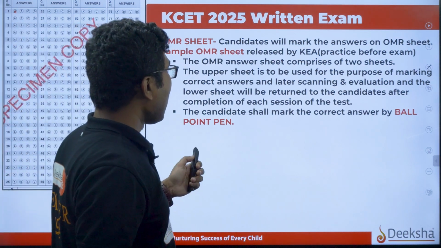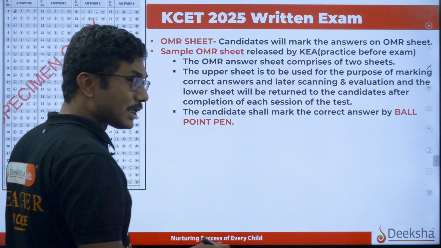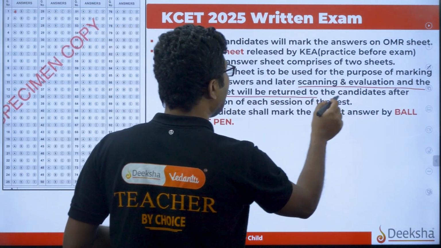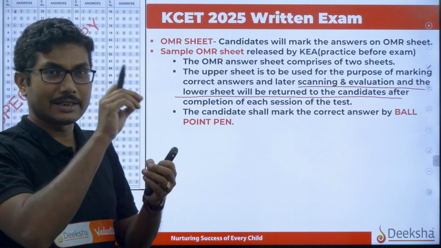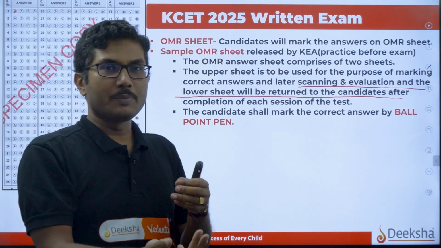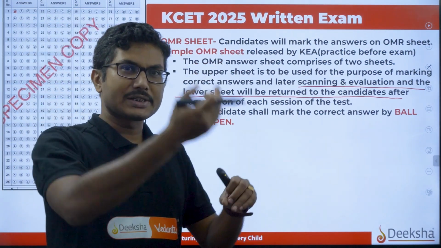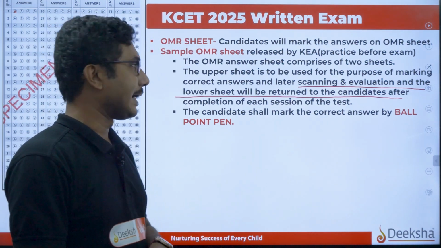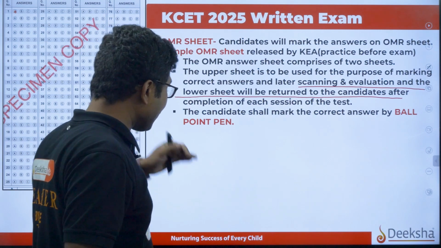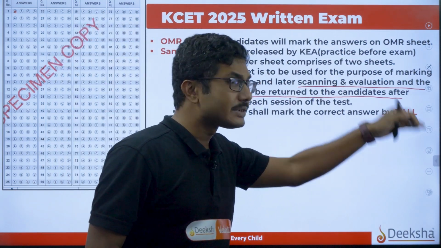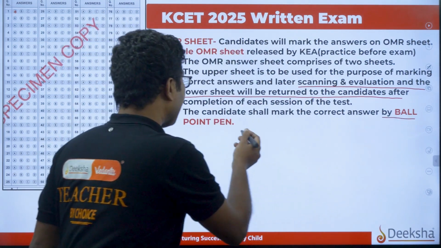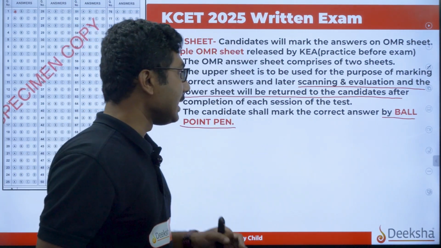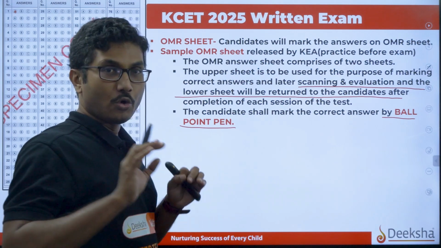The upper sheet will later be used for scanning and evaluation, and the lower sheet will be returned to the candidate. Whatever you answer on the top, that same carbon copy will be printed on the lower sheet, and it will be returned to you. You can keep it and later check if your answers are correct or not. The candidates shall mark the correct answer with a ball point pen, very important, not pencil, not any gel pen, only ball point pen, for your own good.